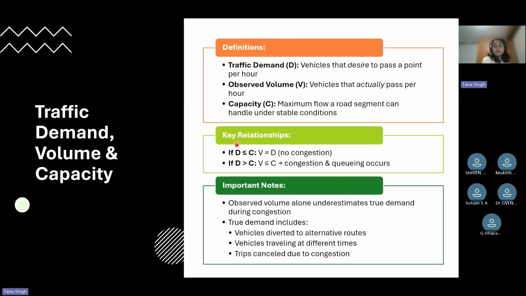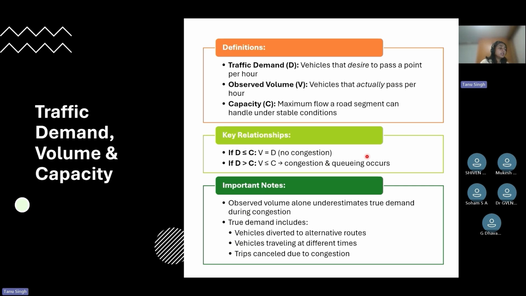So first we start by defining all three terms: traffic demand, volume, and capacity. Traffic demand is the number of vehicles that want to pass a certain point in an hour. This we have already discussed.